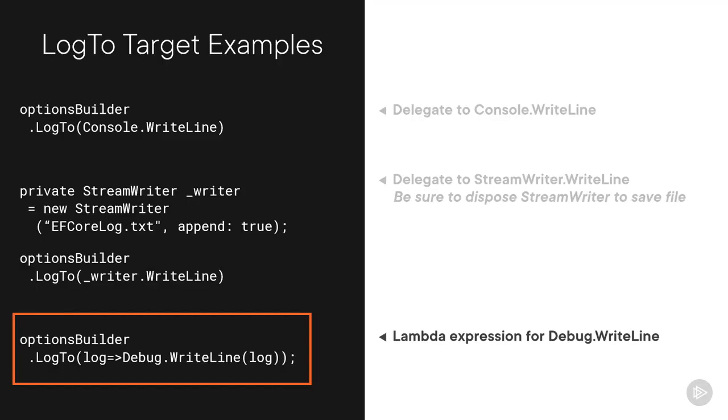Not all targets are expressed as a delegate. For example, if you want to target the debug window, then you have to use a lambda expression, as you can see from this final example.